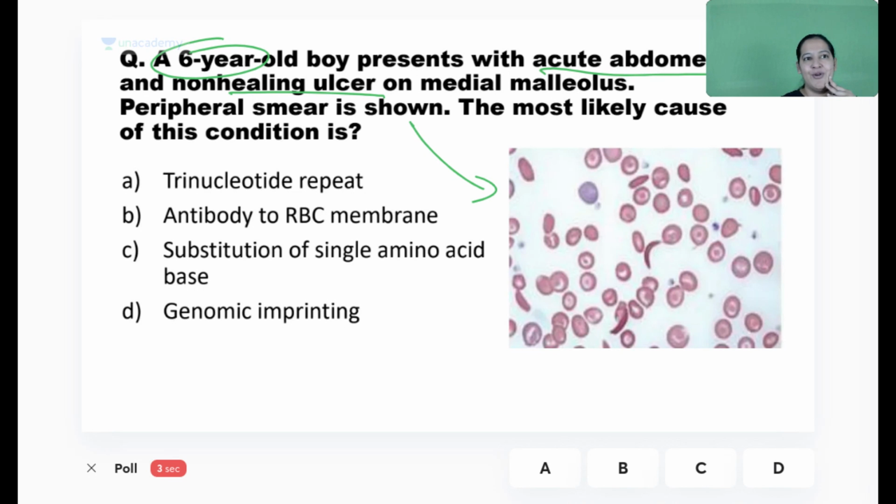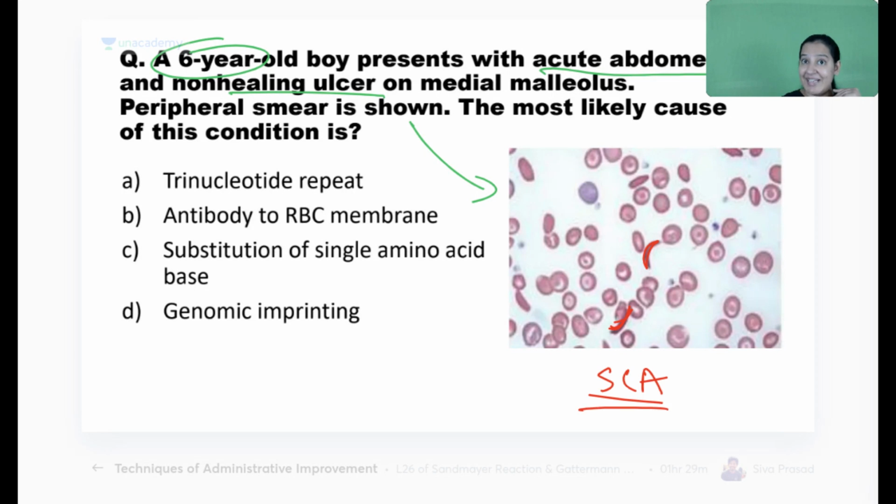In the peripheral smear, what you can see? Okay, I will mark it for you. You can see some RBCs in this shape. Some RBCs in this shape. So what is the typical condition? Yes, it is typical sickle cell anemia. Because of sickling crisis, the patient is having acute abdominal pain and non-healing ulcer.